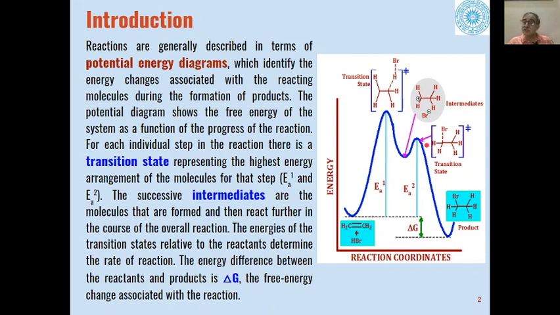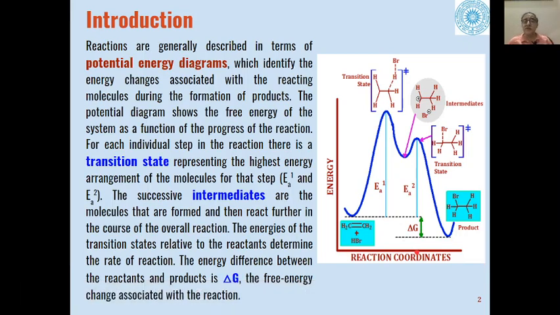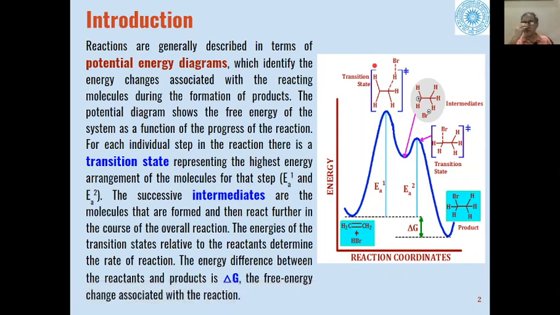And then this transition state gives us a stable product where the energy of the system is lower than that of the reactant. So this much energy is the energy difference between reactants and products, and this is called the free energy change associated with this reaction. So on the basis of this potential energy level diagram, we can tell about the various types of transition states and intermediates involved in the reaction.